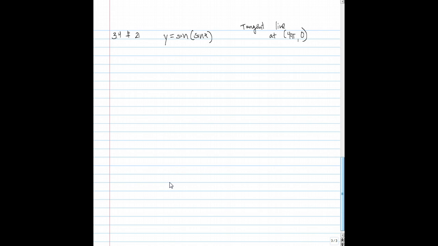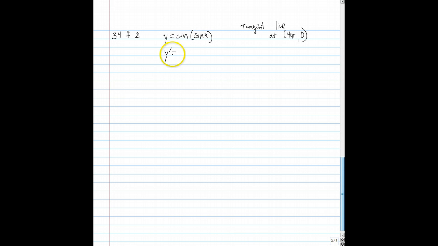So 21 is asking us to find the equation of the tangent line to the curve y is equal to sine of sine x at the point 4 pi, 0. So the first thing we want to do is find the derivative of y. We're going to use the chain rule here and the rules for differentiating trigonometric functions. So the outside function is sine, the inside function is sine x.